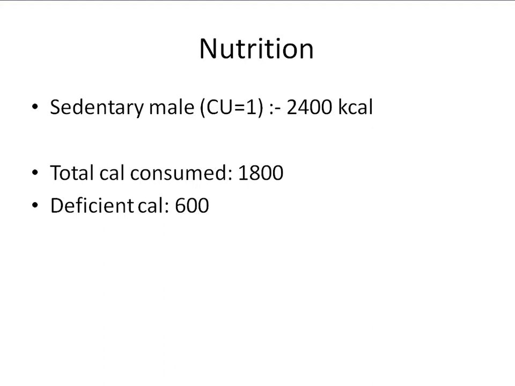Here the person is a sedentary male because he is not doing any occupation like farming, so his consumption unit will be one. For one consumption unit, the required calories would be 2400 kilocalories. The total calories he is consuming on average, as you calculate, is 800 calories. So a 600 calorie deficiency is seen in his diet.